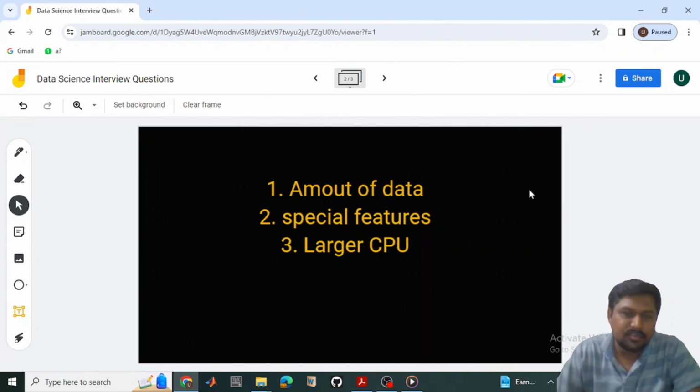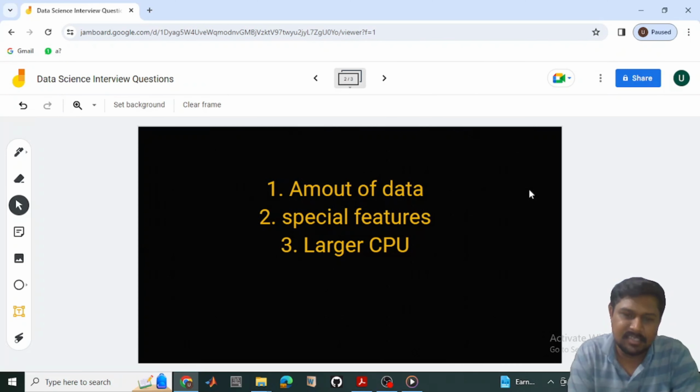There are several differences. The first one is the amount of data that we use. Machine learning requires relatively small data when compared to deep learning, whereas deep learning mandatorily requires extremely large sets of data. If your data is small, then you cannot implement deep learning. Even if you implement it, the result is not going to be accurate. So if you want to implement deep learning, you definitely have to use an extremely large set of data. That is the first difference between deep learning and machine learning.